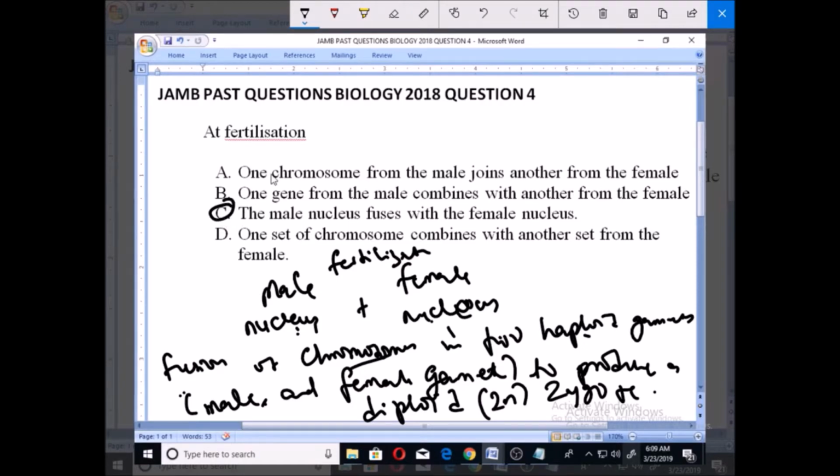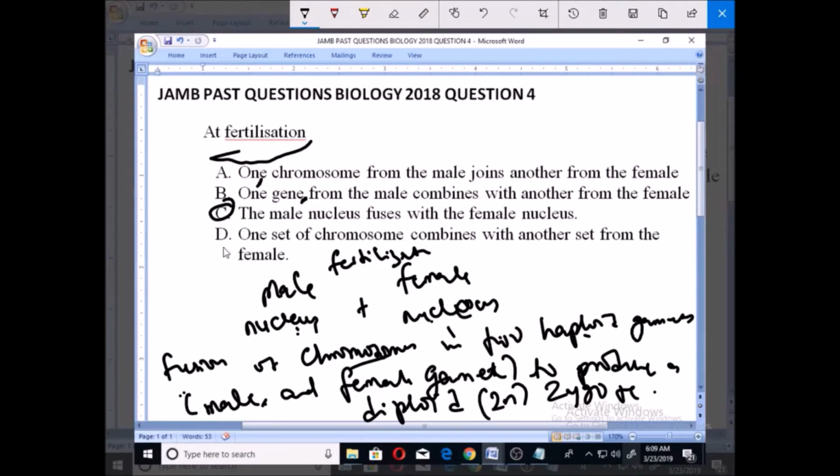Why? Because if you look at this, you also have chromosome, but here we're talking about one chromosome. One chromosome is not what does the fusion, so it cannot be one. This alone takes this out. Now for the second one gene from the male. When you're talking about gene, you're talking about hereditary. It's not actually reproduction as we are supposed to do in fertilization.